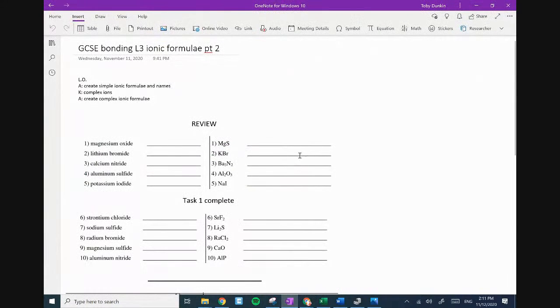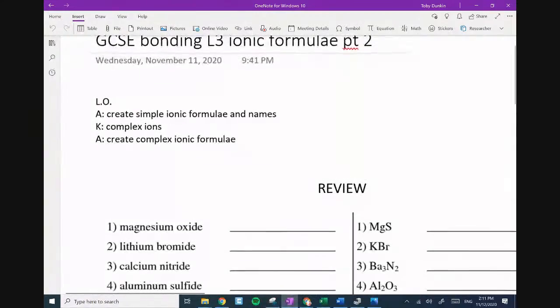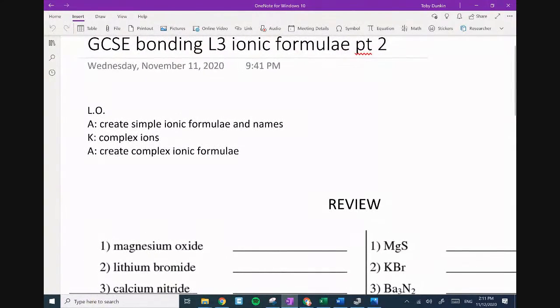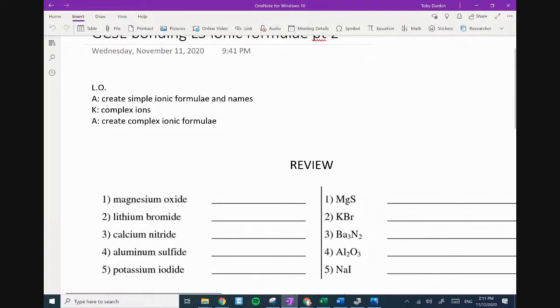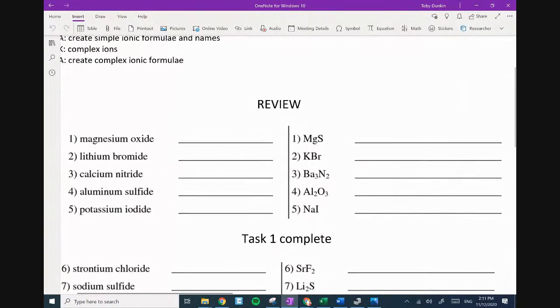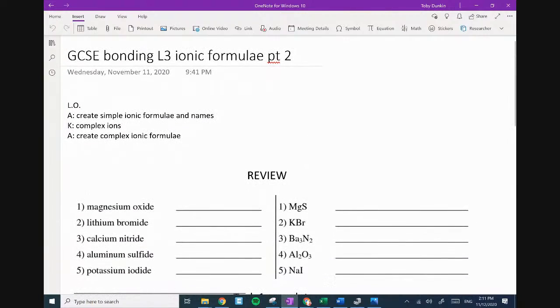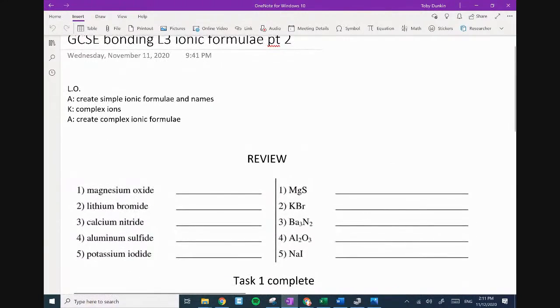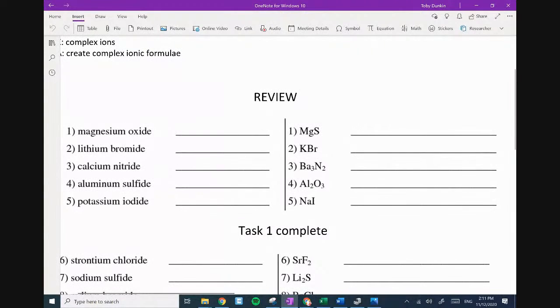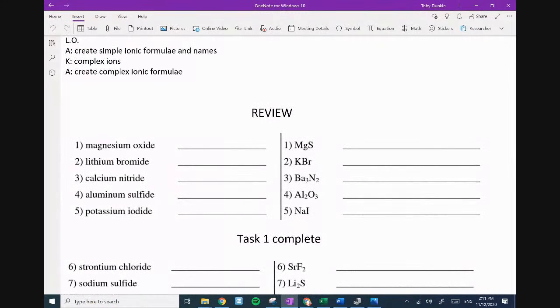Right, okay, guys, today's lesson. Let's crack on. Okay, so create simple ionic formulas, and I thought I'd do some naming today as well. The title is Ionic Formula Part 2. I just want to do a quick review with you guys, watching me do a couple of exercises here, and then we're going to go into complex ions as well. I'll leave the learning objectives like that.